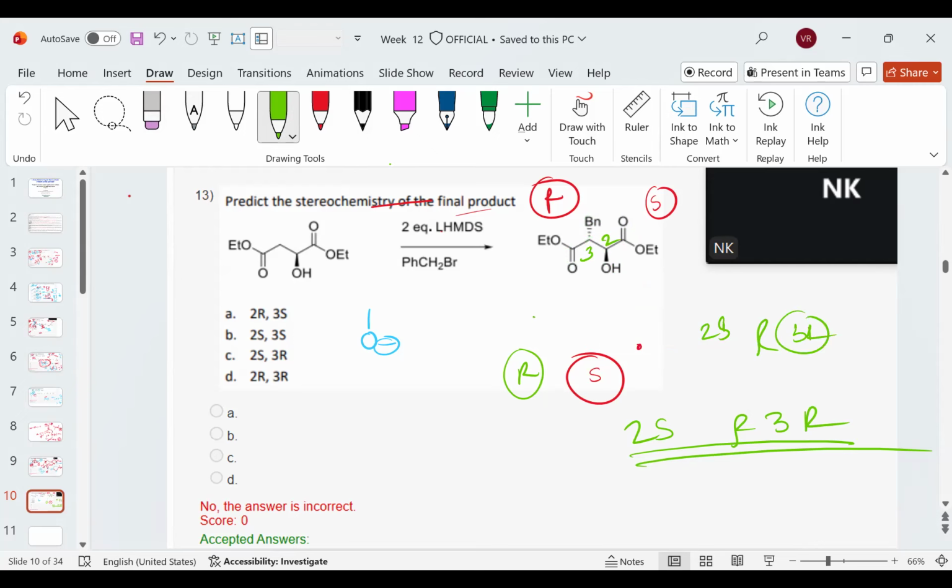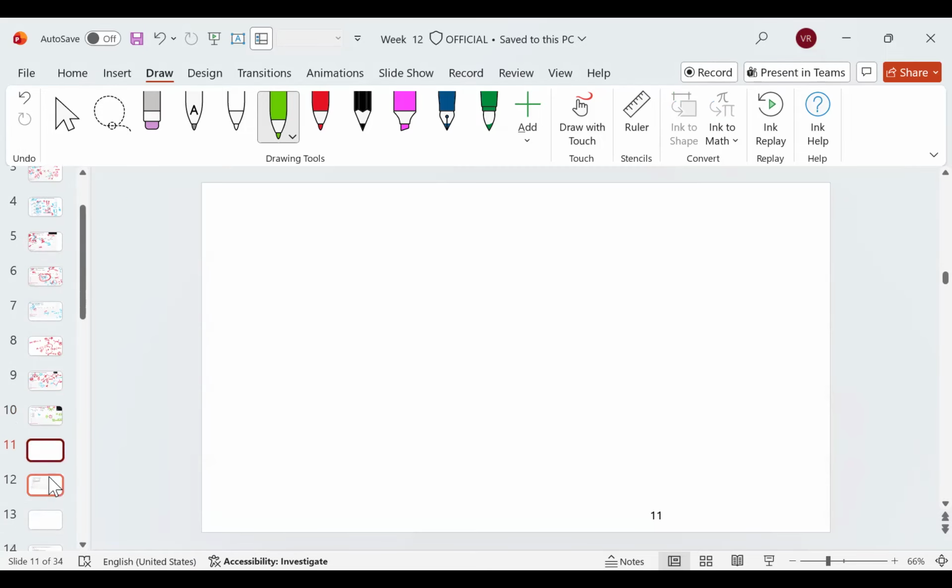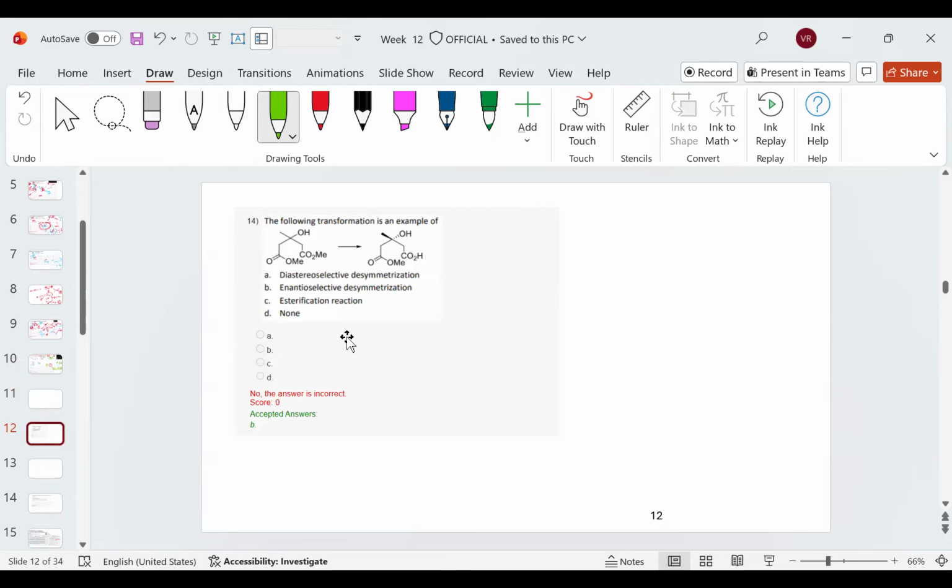Anyway, that's just a common question about stereochemistry, just to refresh how the assignment is done. If you look at the chiral centers, this chiral center has S stereochemistry and this chiral center has R stereochemistry. Okay, we'll take the next question. I think there is one more question remaining.